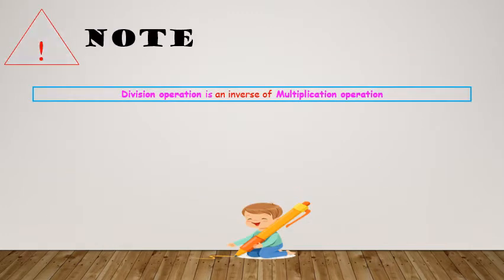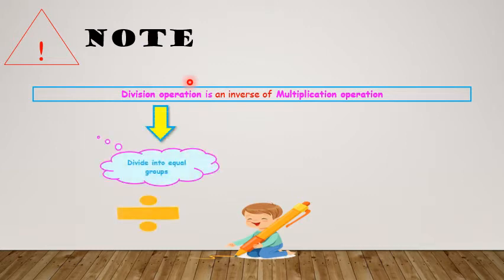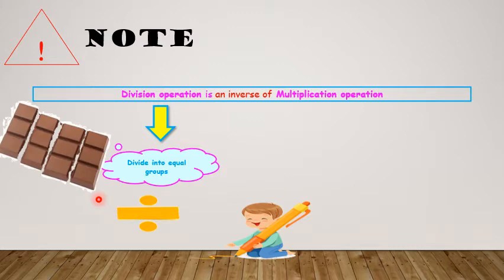This is an important note that we have to know: the division operation is the inverse of the multiplication operation. What is a division operation? Division operation is dividing into equal groups. Like if I have this chocolate bar and it contains 1, 2, 3, 4, 5, 6, 7, 8, 9, 10, 11, 12 squares of chocolate. If I divide it like this into equal groups, each group has 3, so this is the division.